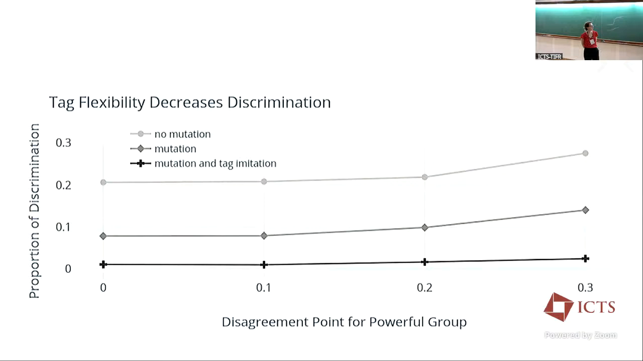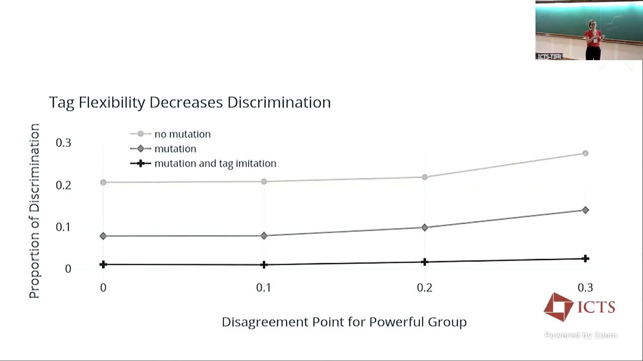Okay, so here's results for this. I mentioned a lot of the results will just make the disagreement point high for the powerful group, but here we actually varied it. In the base model with no mutation, how often do we end up with these discriminatory pairings with one demanding high and one low? In this version of the model, that happens about 25% of the time, and then it becomes more as that powerful group becomes more powerful.